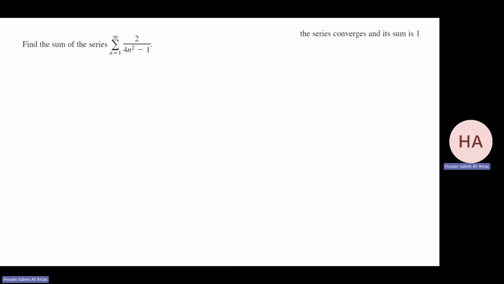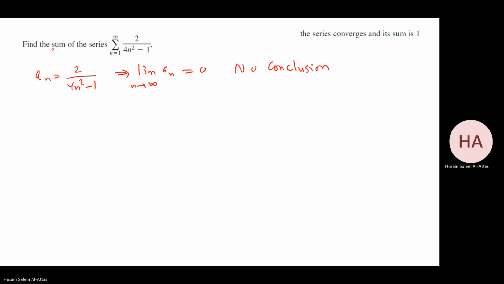Okay, let me do more examples. This is 2 over 4n squared minus 1. For sure, this is not telescoping as it stands. If I check a_n, 2 over 4n squared minus 1, the limit as n goes to infinity is very clearly 0. No conclusion, I cannot conclude anything. So what is the remaining? If we want to find the sum, the remaining option is telescoping.